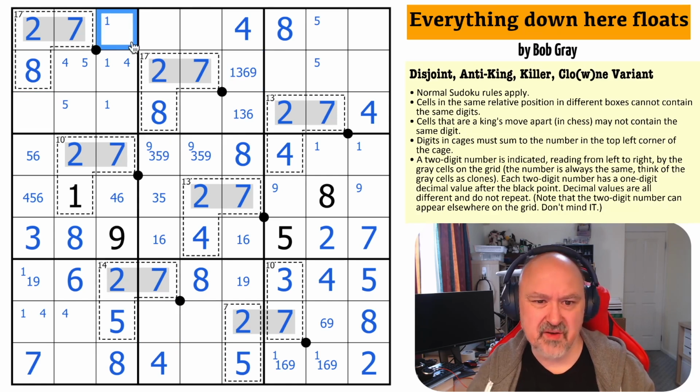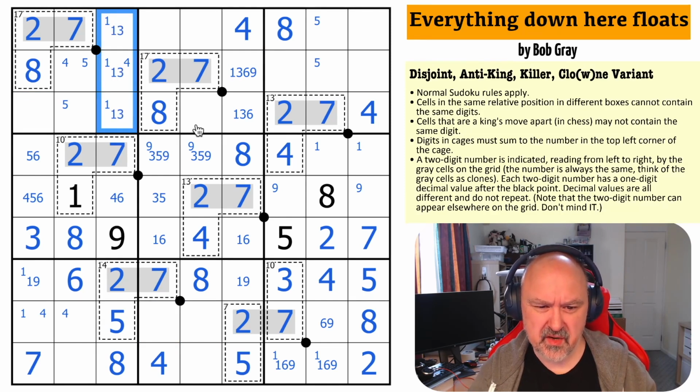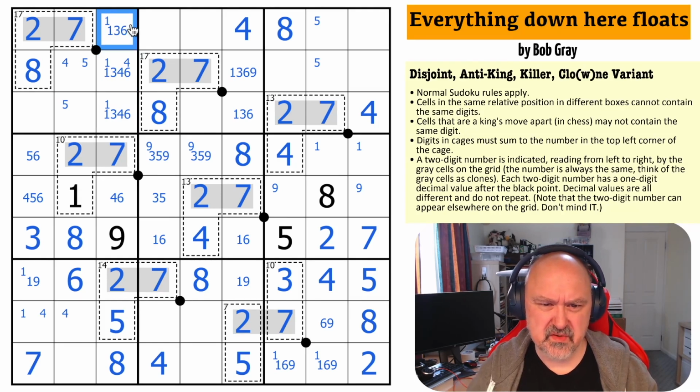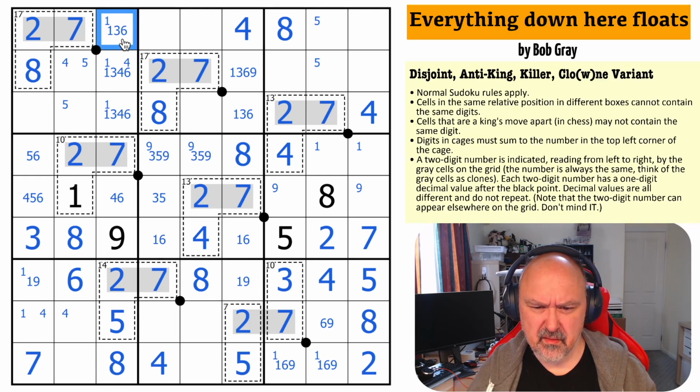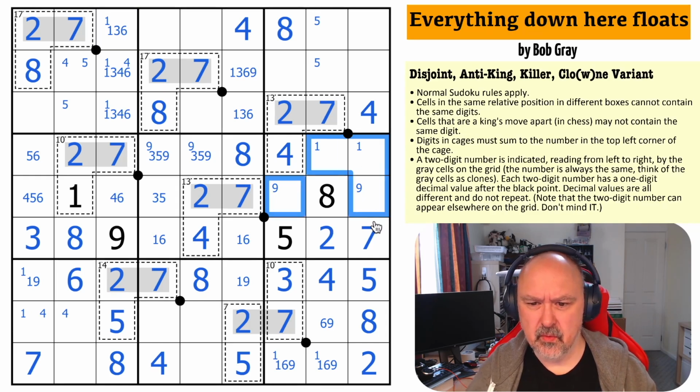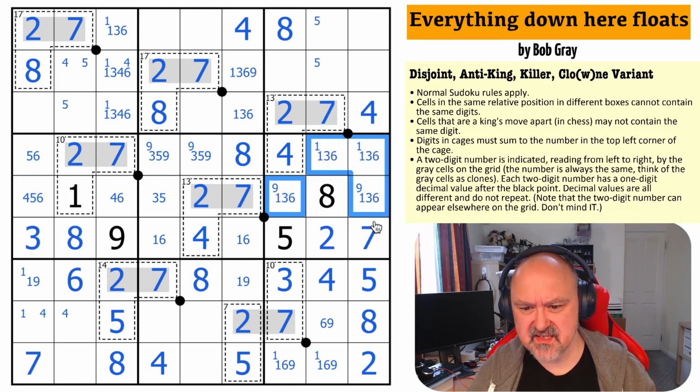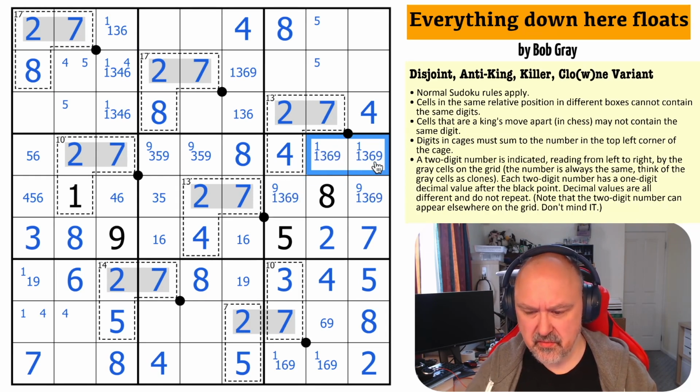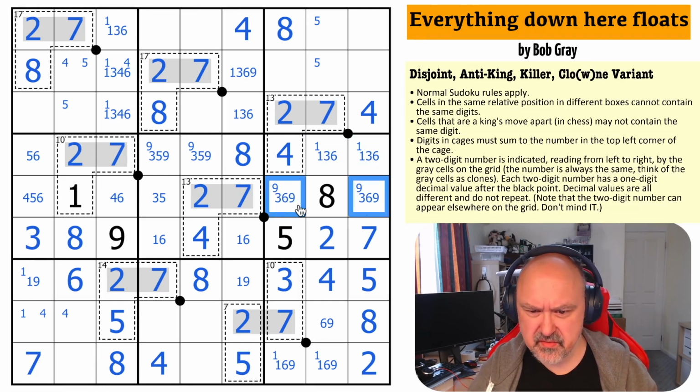Let's start with, but this one I've got no information about. I mean, this is a quadruple. What is it? 1, 3, 4, 6. This is not 4, so it's 1, 3, or 6. And these are 1, 2, 3, 4, 5, 6, and 9. So there's no 9 in those, there's no 1 in those.